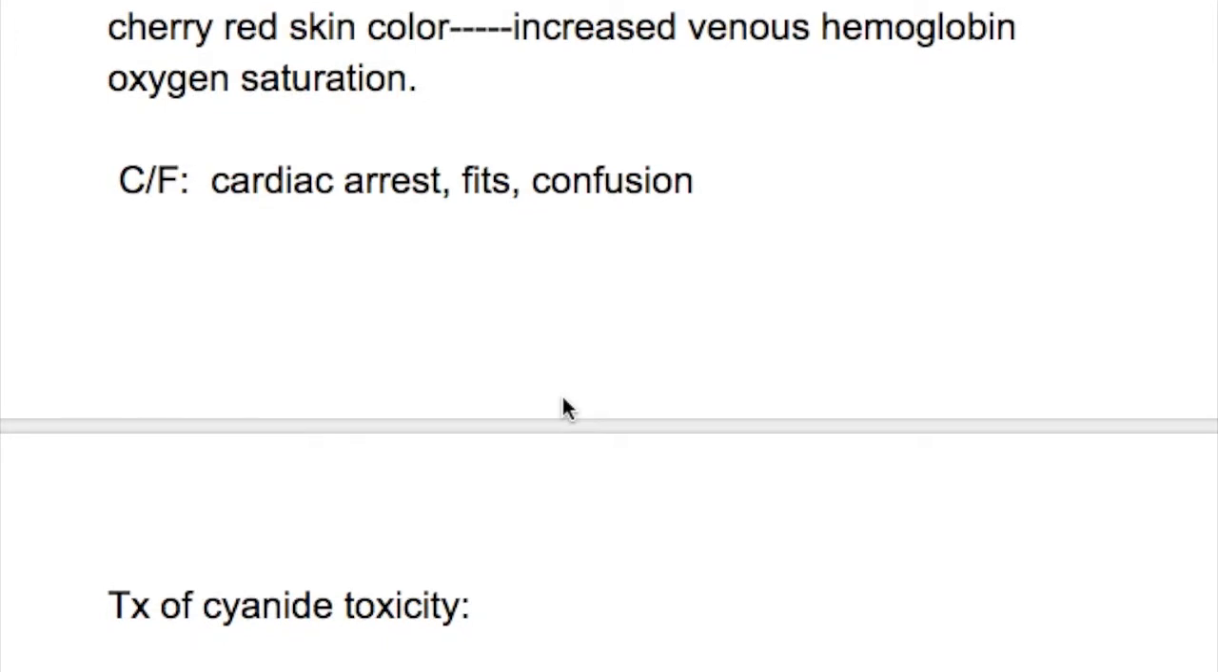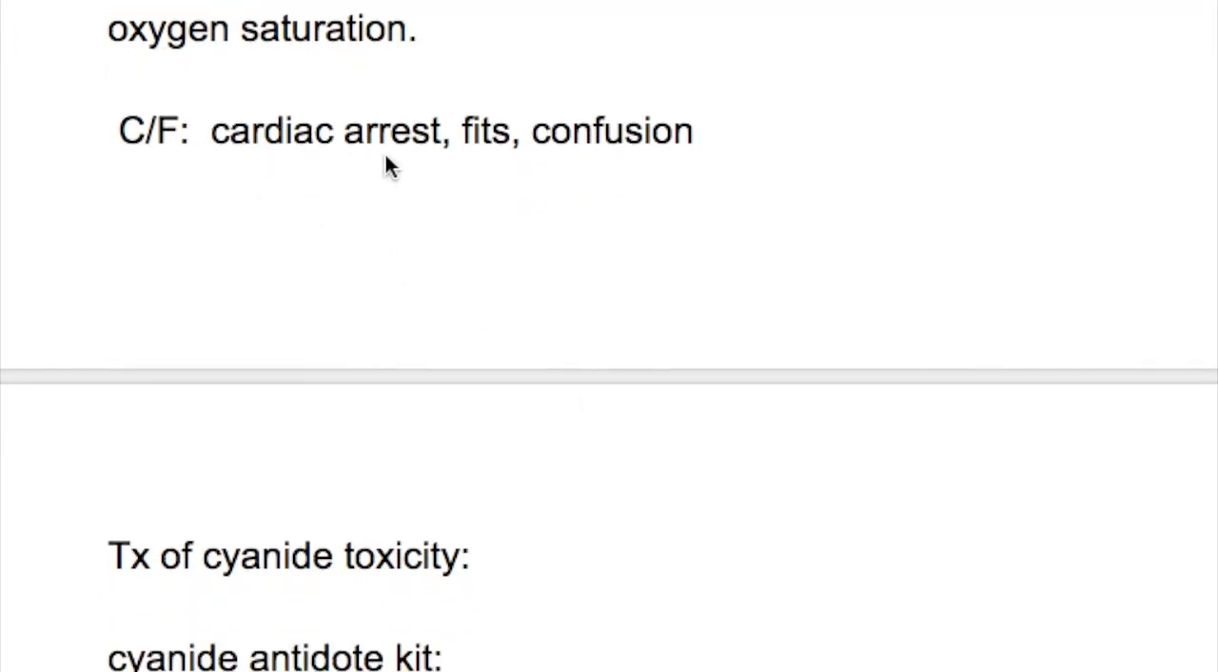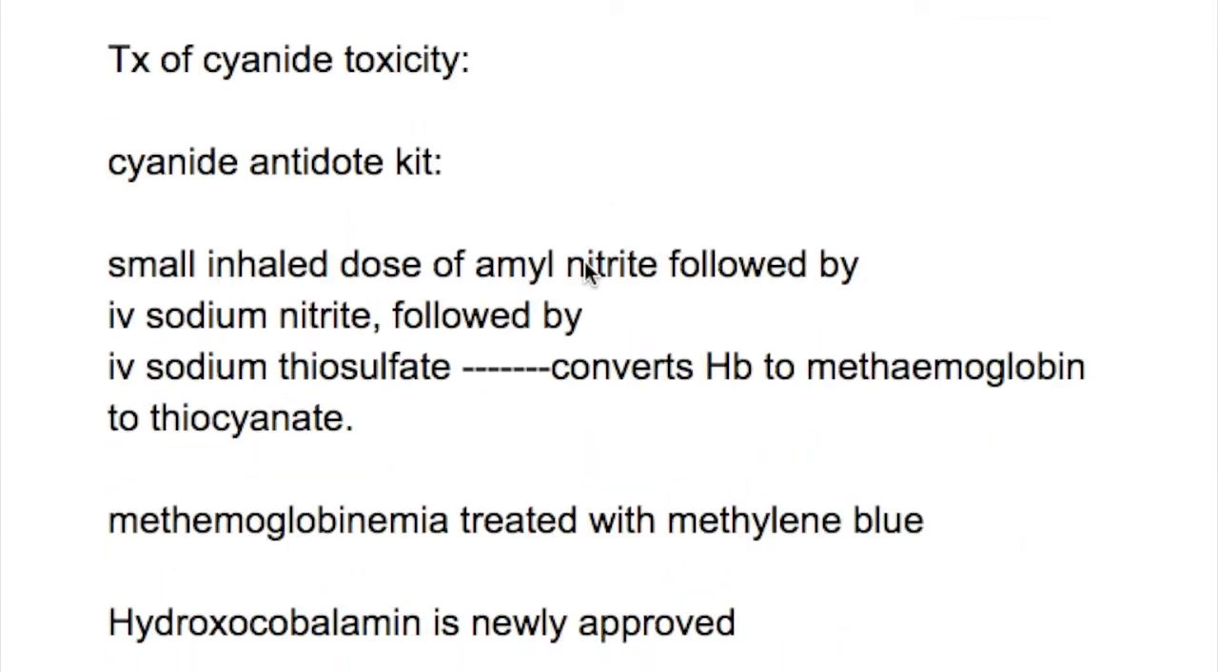What are the clinical features of cyanide toxicity? Cardiac arrest, respiratory arrest, seizures, and confusion. And what is the treatment of cyanide toxicity? The cyanide antidote kit contains a small inhaled dose of amyl nitrite, followed by IV sodium nitrite, followed by IV sodium thiosulfate, which converts hemoglobin to methemoglobin to thiocyanate, which is a non-toxic substance.